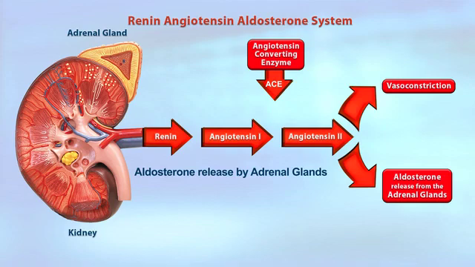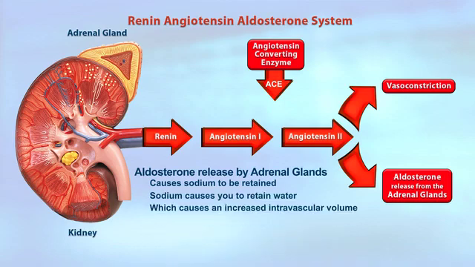And when you have aldosterone release, it basically causes sodium to be retained. And when you retain sodium, you also retain water. So if you retain sodium and water, you increase intravascular volume, which hopefully will increase that pressure within the glomeruli, and your glomeruli are now happy kidneys.